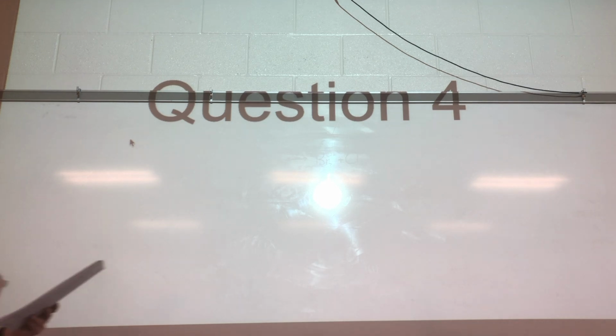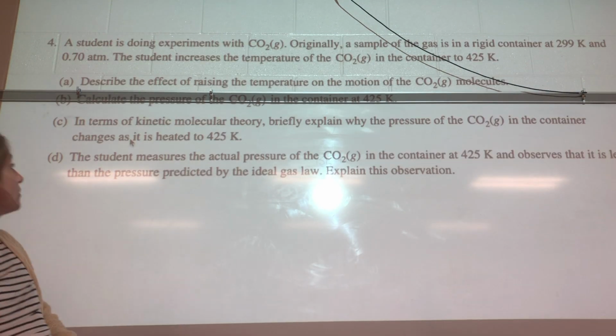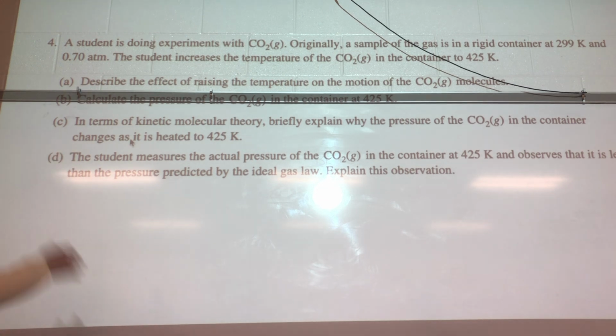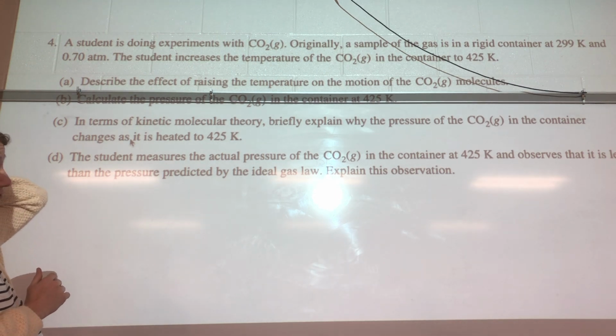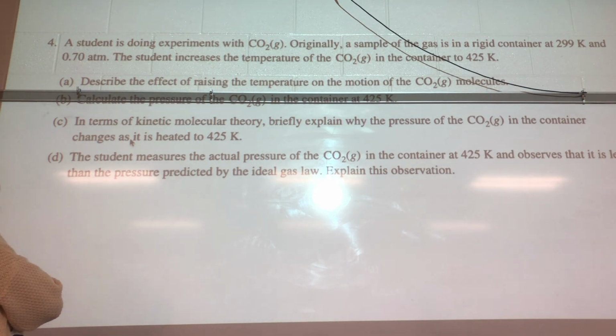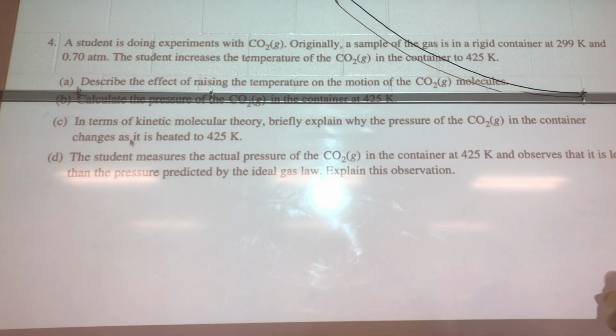All right, let's go ahead and talk question 4. Okay, so question 4 says, a student is doing an experiment with carbon dioxide, originally a sample of gas in a rigid container at 299 Kelvin and 0.78 atm. The student increases the temperature of CO2 in the container to 425. Okay, first off it says, describe the effect of raising the temperature on the motion of CO2 molecules.